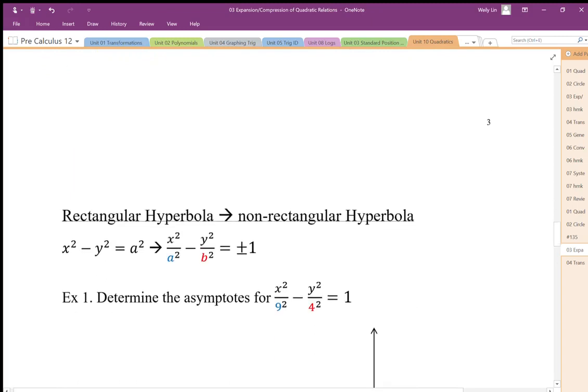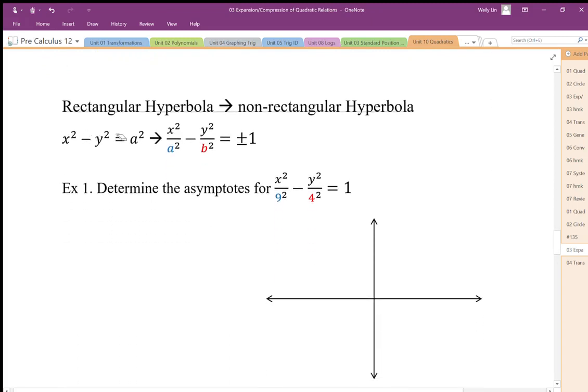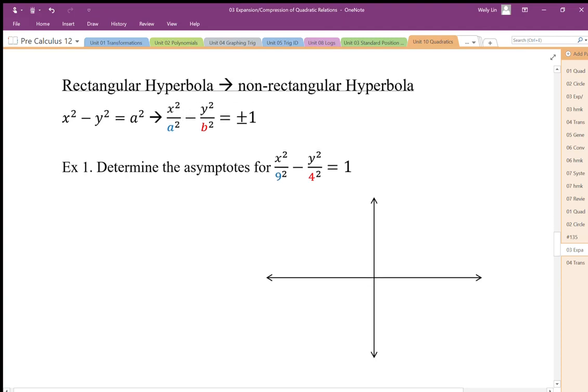All right, so how do we do this with hyperbolas? Going from a rectangular hyperbola to a non-rectangular hyperbola is really the same thing. The idea is that I've expanded along the x-axis by 3, along the y-axis by 2. And again, as long as I identify my trans axis, I know how to draw my graph.